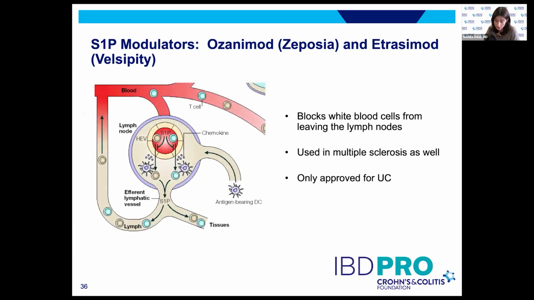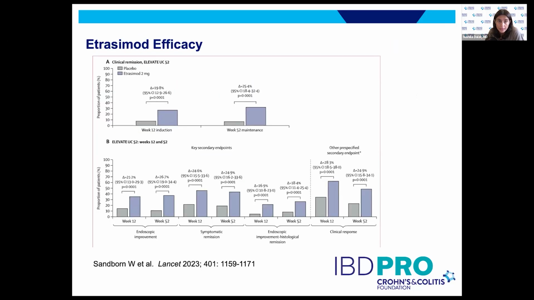S1P receptor modulators, this is ozanimod or Zeposia, etrasimod or Velsipity. These are only indicated for ulcerative colitis, not Crohn's disease. They're all also oral once daily pills. They essentially work by blocking white blood cells from leaving the lymph nodes and getting to the intestinal tract to cause inflammation. They are used in multiple sclerosis as well. And as I said, they're only approved for ulcerative colitis.